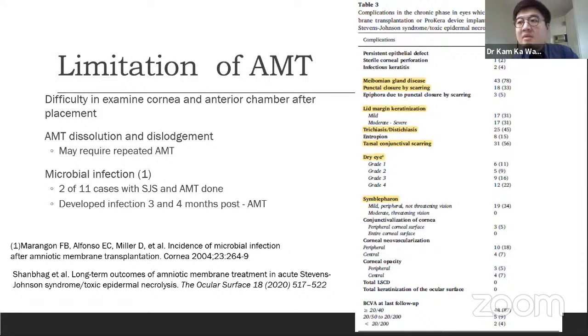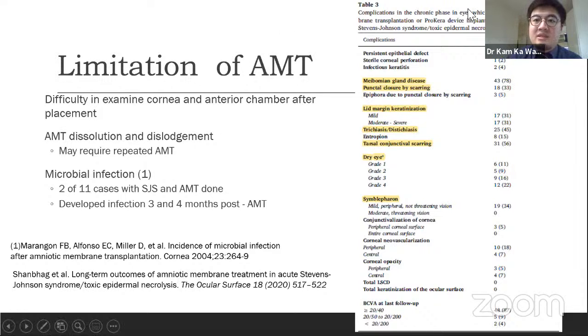Furthermore, amniotic membrane can dissolve with time or become dislodged, and this may require a repeated procedure. And thirdly, amniotic membrane comes from another human being, another donor. Even though we screen out infection in the donor, there's still a possibility of microbial infection because of all the processing involved. In the literature, there were 2 cases of microbial infections reported about 3 to 4 months after the procedure. Personally, I've been using AM since 2015 or even earlier, and I have not yet encountered an early infection after applying an amniotic membrane.